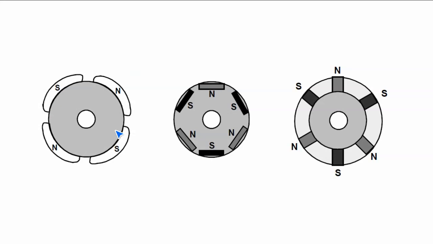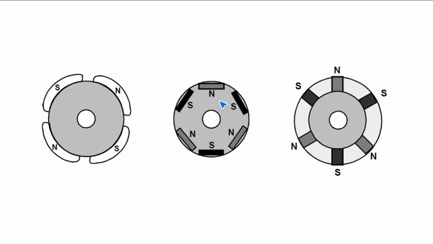Also, what's the pole number? 4 pole, 2 pole pair. Okay, 4 pole, 2 pole pair. This is an interior permanent magnet. Okay, surface mount, interior. How many poles? 6 pole, 3 pole pair. This is an interior permanent magnet, another type of interior.